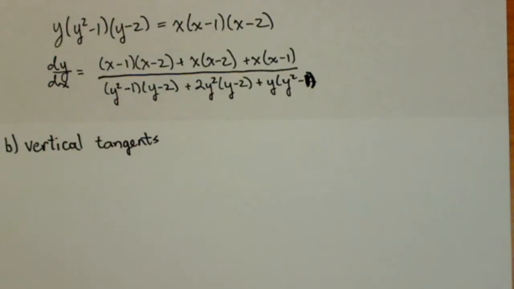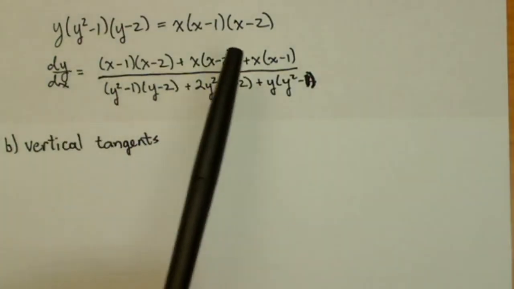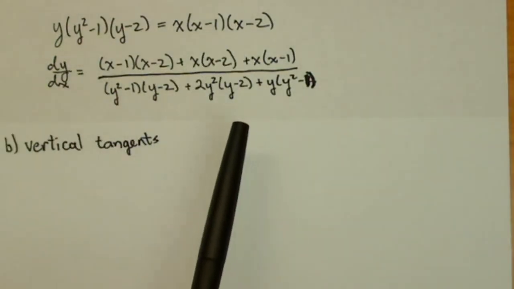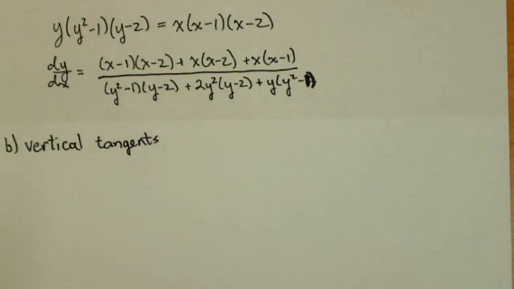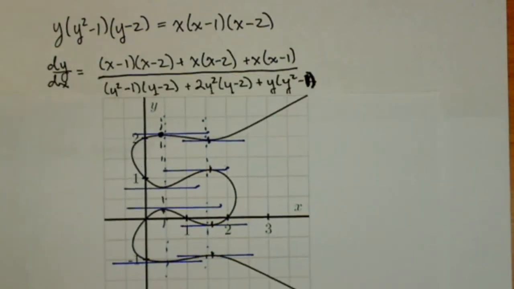In this video, a follow-up to one we made previously finding horizontal tangents, we're given an implicitly defined function as well as its derivative, defined in terms of both x and y. And now we're going to look for the vertical tangents. So first, let's look at the graph and identify how many we would expect to see on this graph.